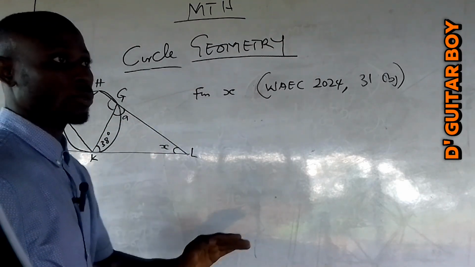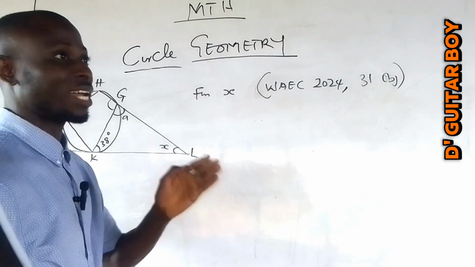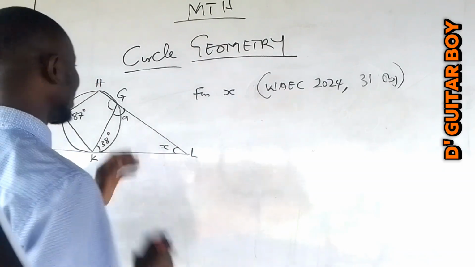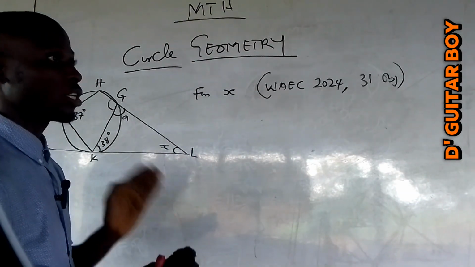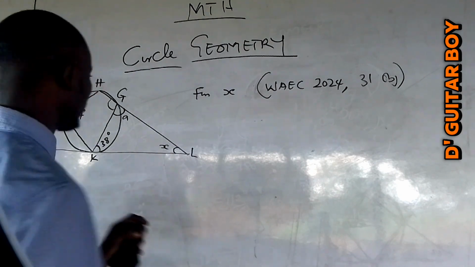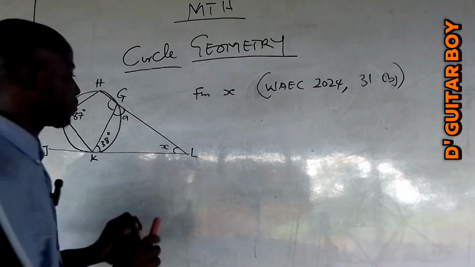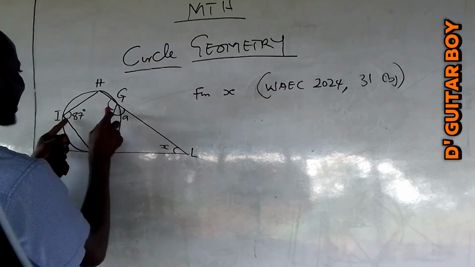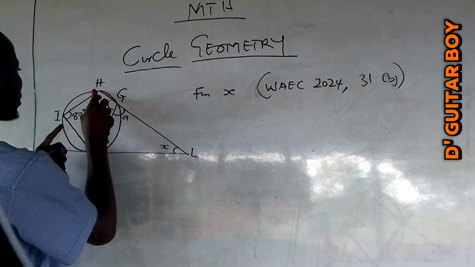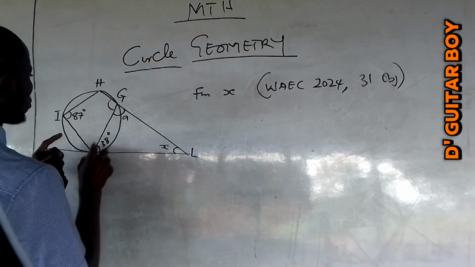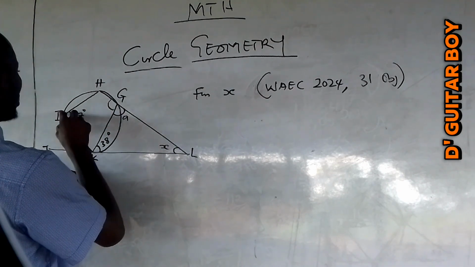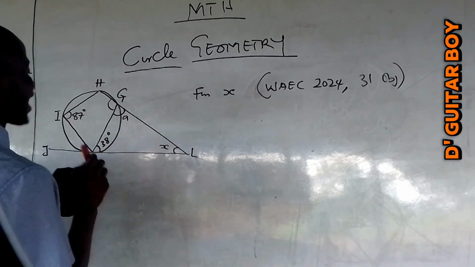A quadrilateral is a plane shape that has four sides. Example: 1, 2, 3, 4. I explained that before. So this is a cyclic quadrilateral because all the vertices meet the circumference of the circle. You see the circumference of the circle, they touch it. So this is a cyclic quadrilateral.